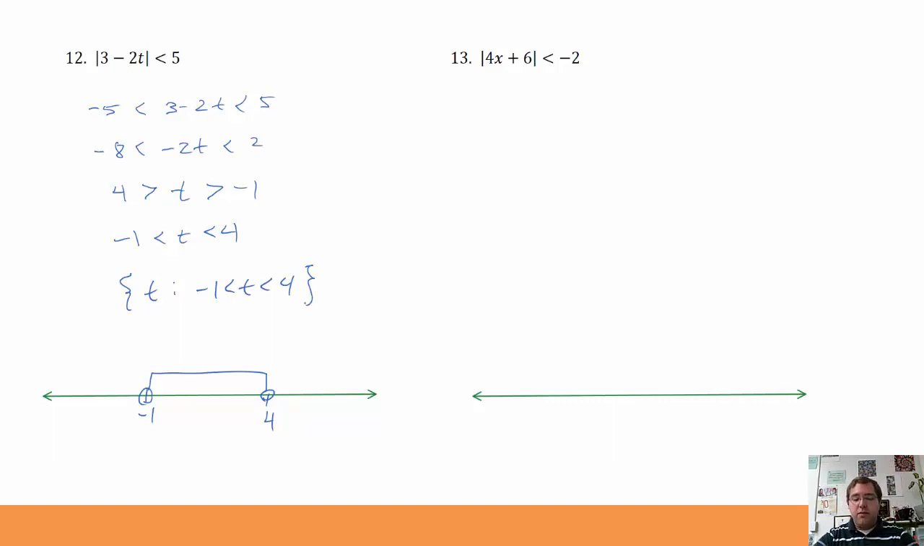13. The absolute value of 4x plus 6 is less than negative 2. Wait. That absolute value could only be greater than or equal to 0. There's no number I could plug in for x that would make the absolute value of it less than negative 2. That, my friends, is a no solution. It will never be less than negative 2. So I just have an empty number line.